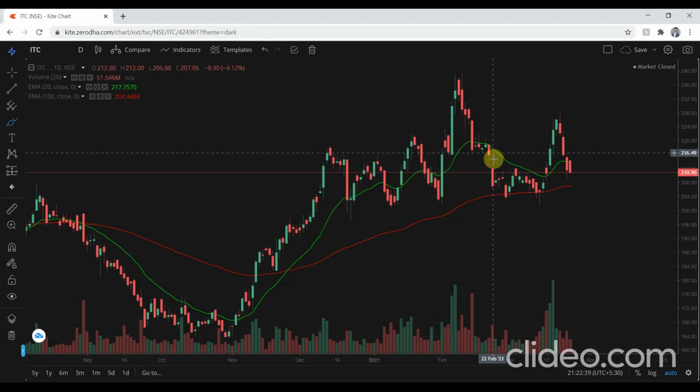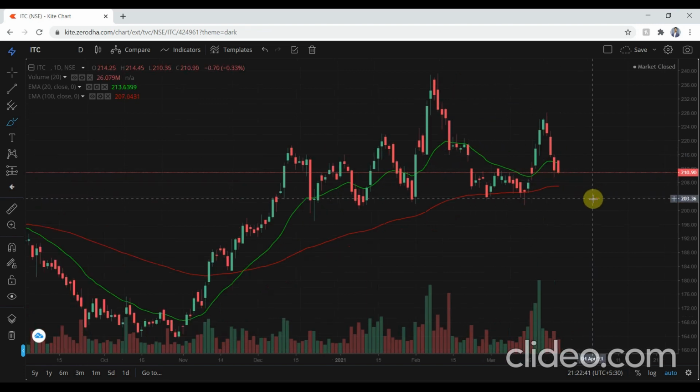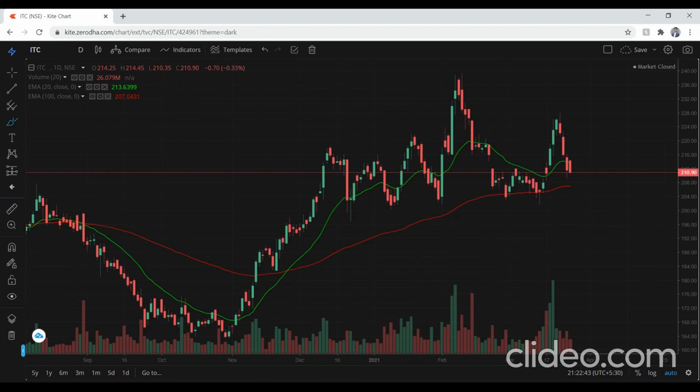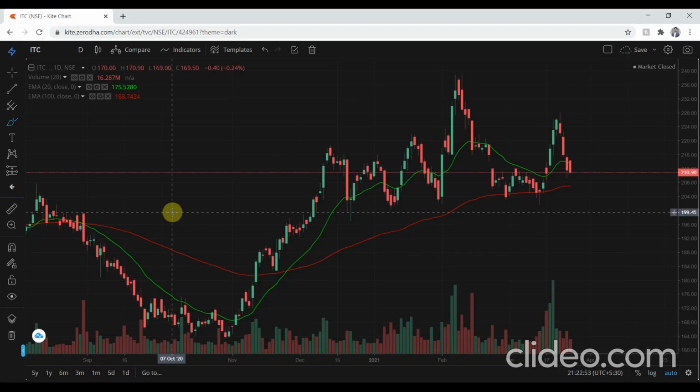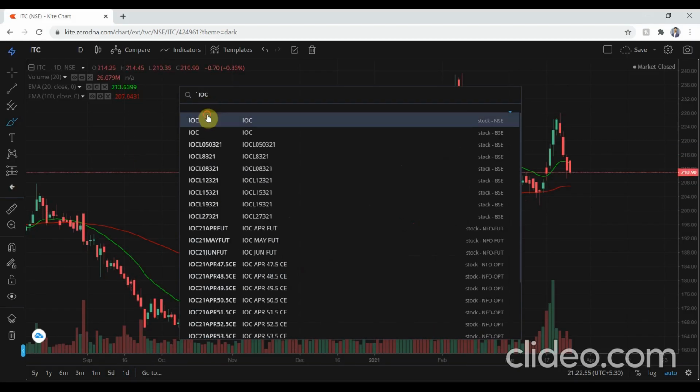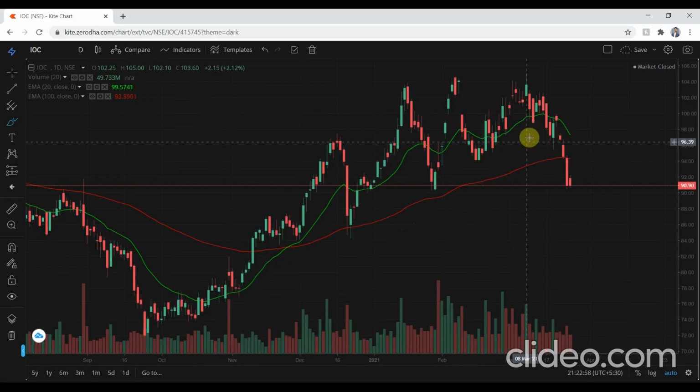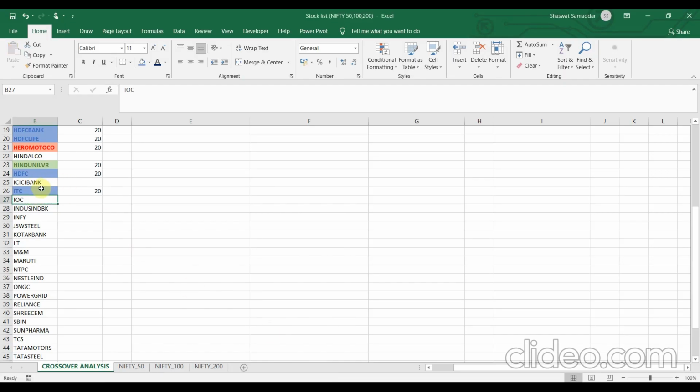Okay, ITC is showing some zigzag movements, so it's worth watching the moving average of ITC. For the sole purpose of that, I will be marking it as blue. Next one is IOC. Okay, so it is falling down. The EMA 20 is falling down, so it might show a crossover. So I'll mark it as blue once again.